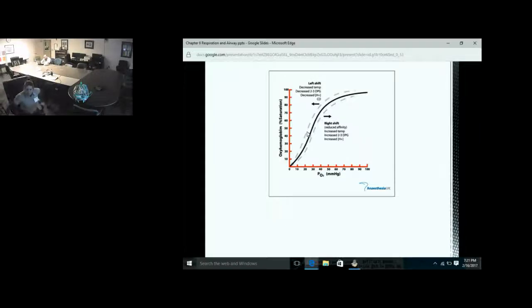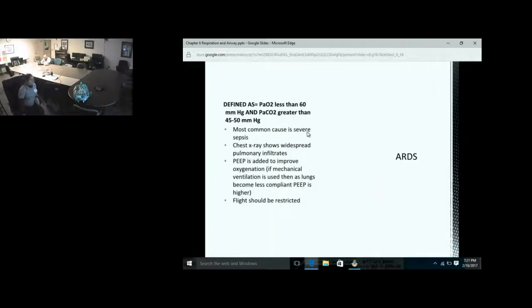Next slide is ARDS. ARDS is defined, and it's in bold because it's test questions again, as a PaO2 of less than 60 and a PaCO2 from 45 to 65. Most commonly caused by sepsis. A lot of our trach patients and common vent patients. The lab numbers are a test question, and the chest x-ray is part of the test question stuff too. Widespread pulmonary infiltrates indicate ARDS.